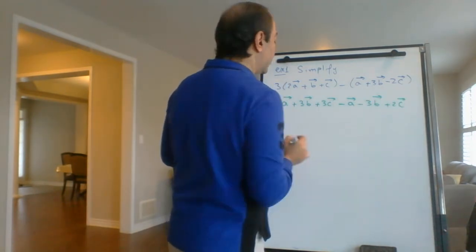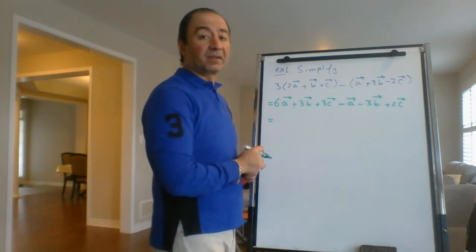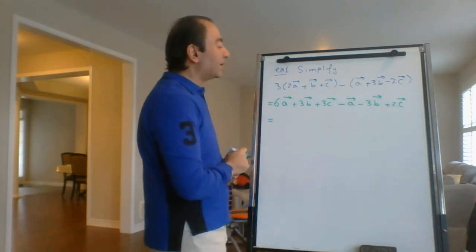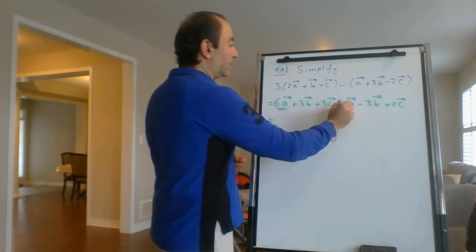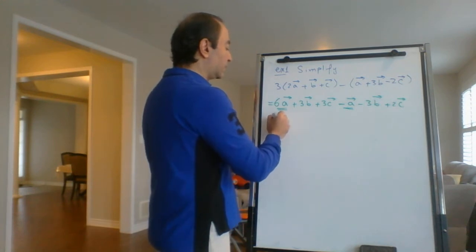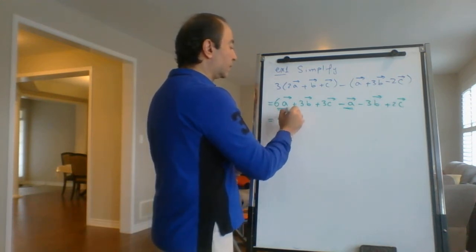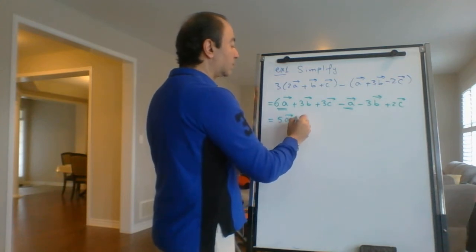Then remember in grade 8 or 9 we learned combining like terms. Here we are going to combine like vectors. So 6a and minus a, those are like vectors. I can combine them, and this will be 5 times vector a. 3b minus 3b is the 0 vector.